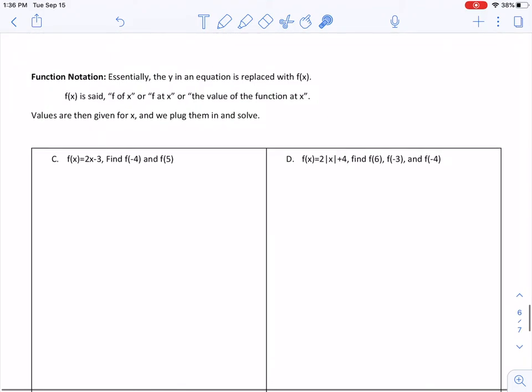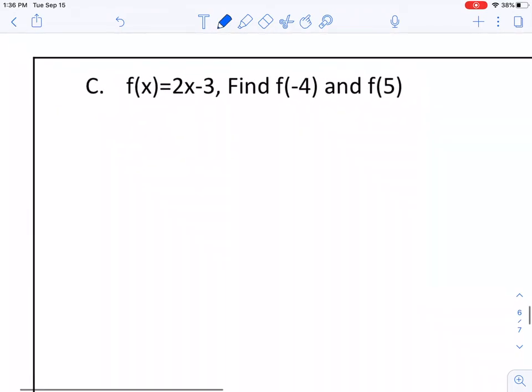All right, the last part, function notation. Essentially, we're going to replace y with f of x. We say it f of x, f at x, or the value of the function at x. This one's particularly helpful when we're working with graphs. Values are then given for x, and we plug them in and solve. So essentially, all we're doing is this is telling us, hey, replace x with a negative 4. Replace x with a negative 5 and solve.